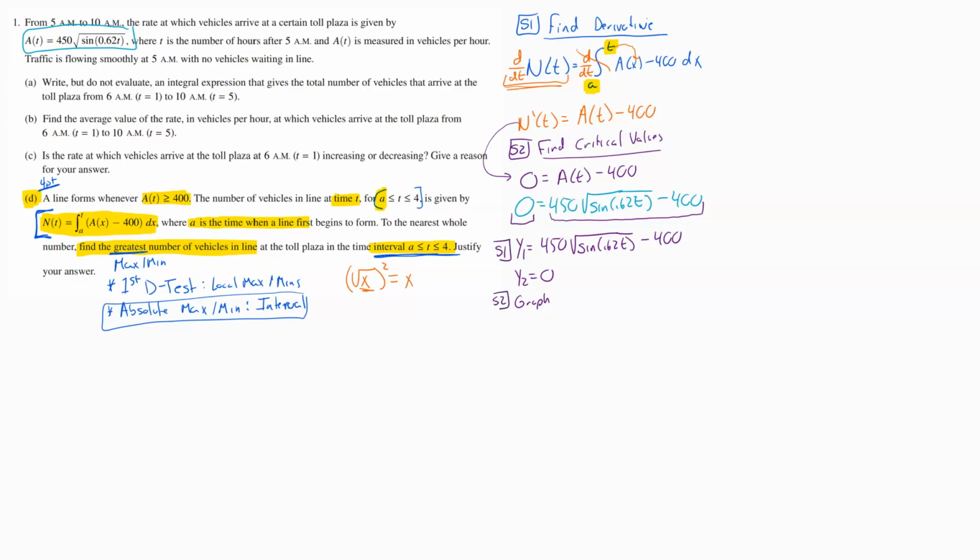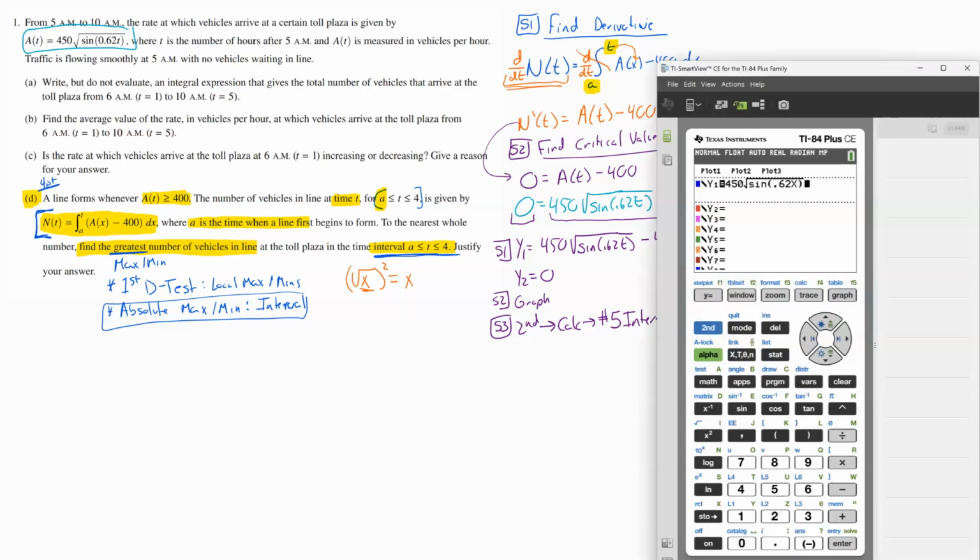Step 2, graph it. And then step 3, we're now going to hit second calc, and we'll calculate the intersects. We'll choose the number 5 option, which is intersect. So let's open up our calculator.